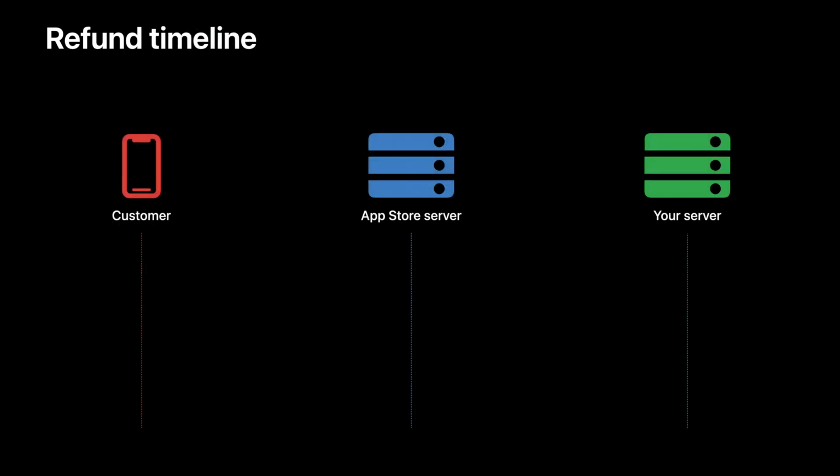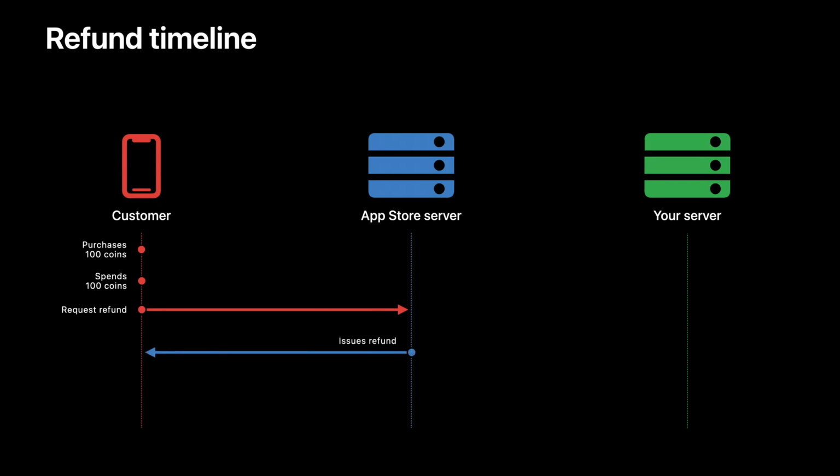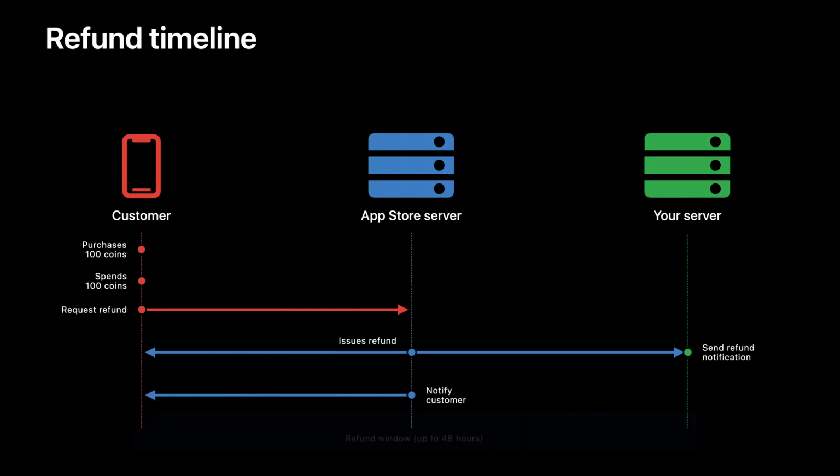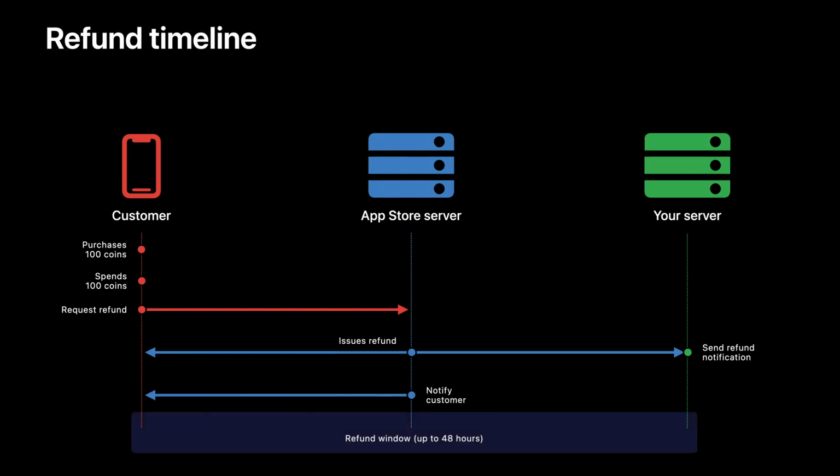Let's look at a sample refund timeline for an app that offers coins as in-game currency. After a customer purchases 100 coins, they may immediately spend those coins within your game. If the customer then requests a refund using the new Request Refund API or by contacting Apple support, and if the refund is approved, the App Store will issue a refund, send your server a refund notification, and notify the customer as well. And this usually happens within a 48-hour window.